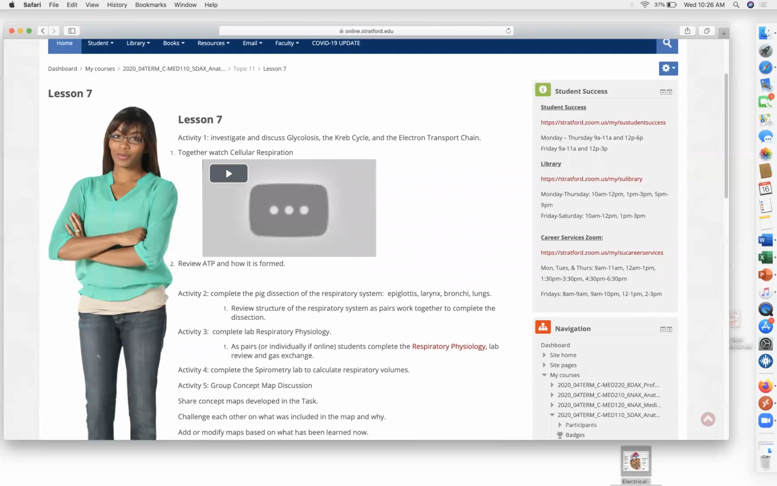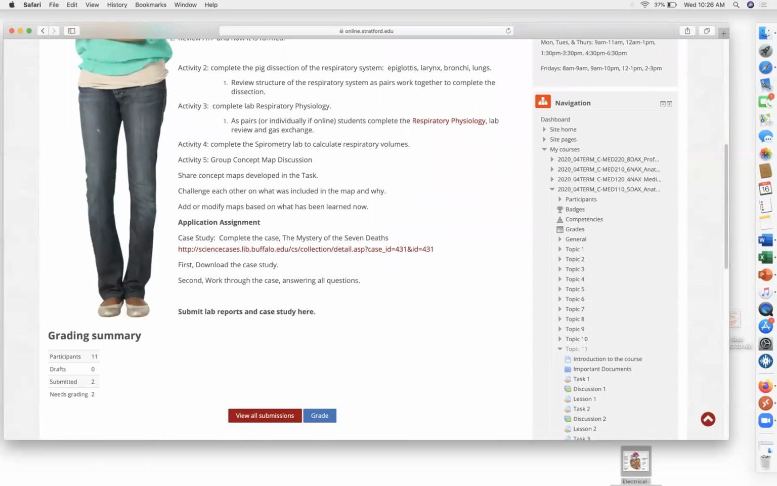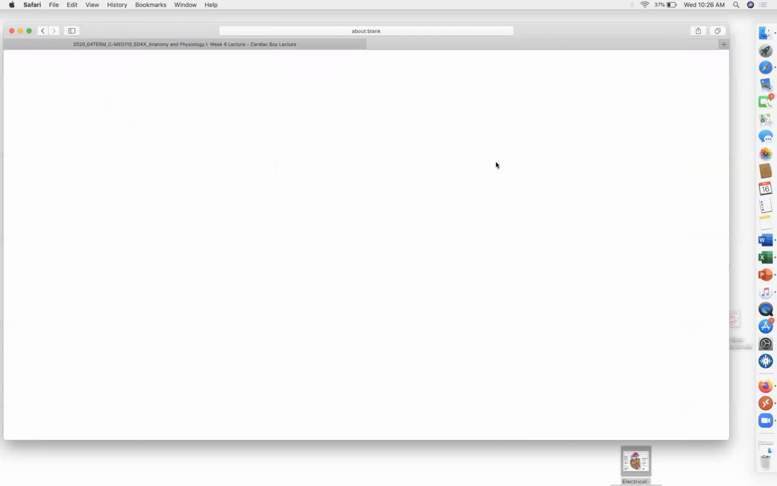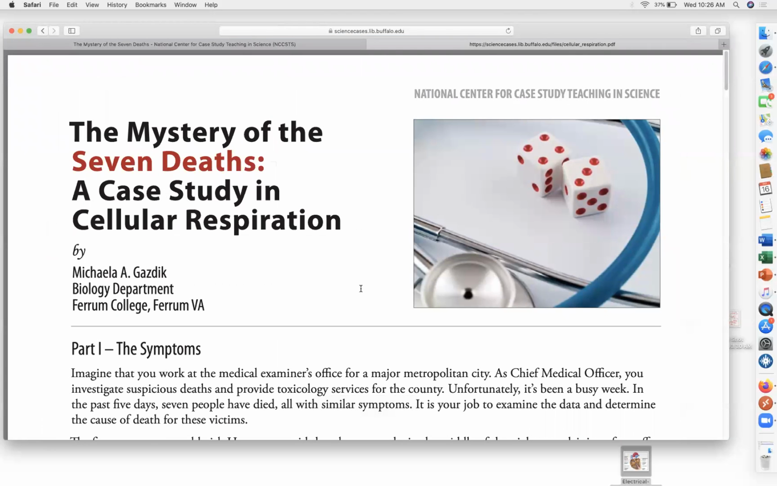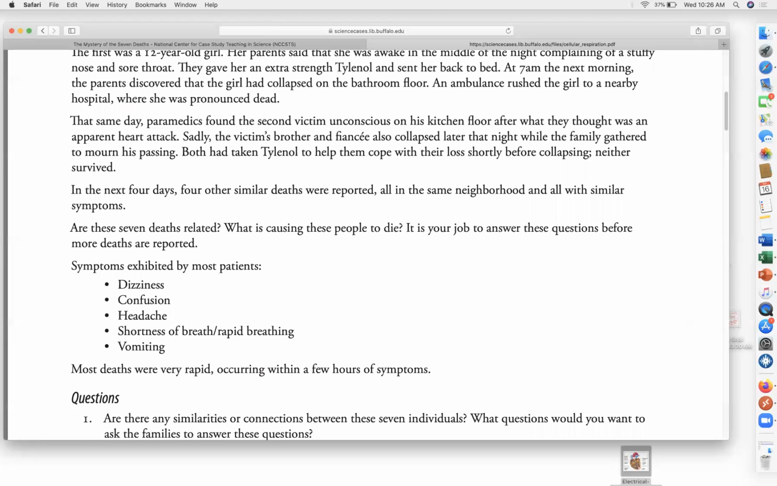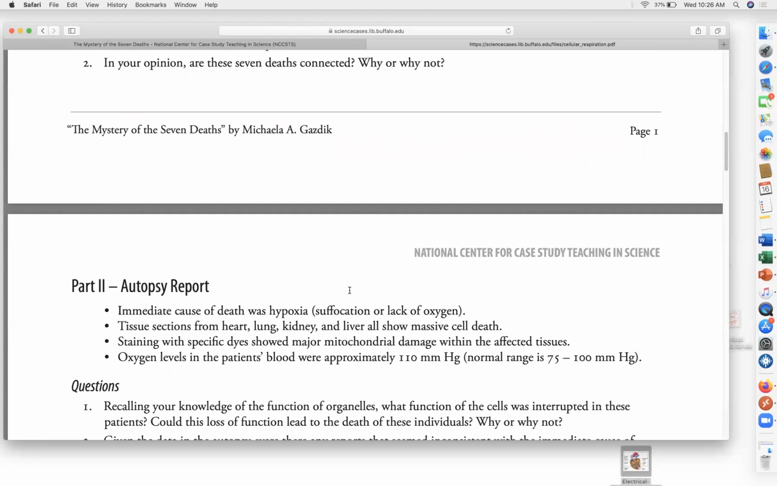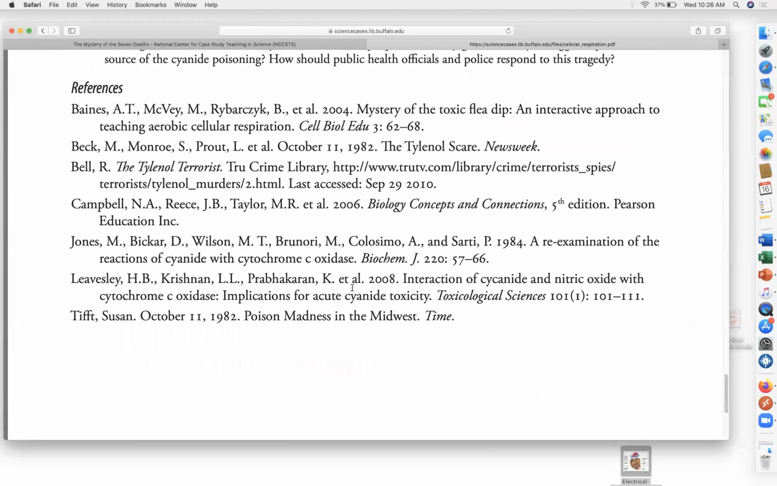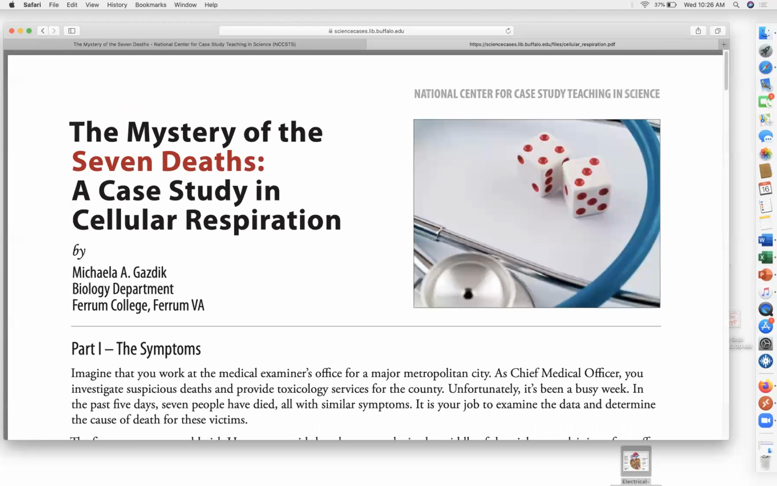Glycolysis and Krebs cycle and application assignment. Let me look at it real quick. Cellular respiration. Let's look at answers part 1, part 2. Yep, answer all parts. Parts 1 through 4, there should be enough. And again, if you just Google the answers, that should be sufficient. But you should have everything you need from the lecture and from just reading the case.